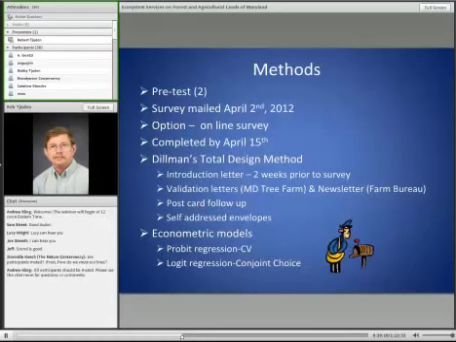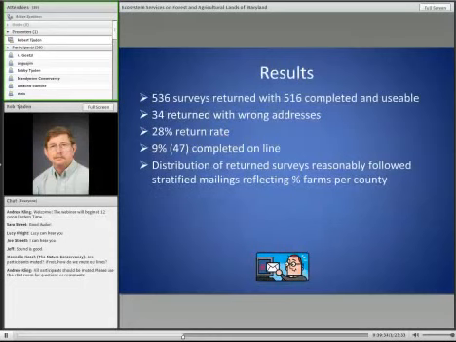So some of the basic results: we had about 536 surveys returned, and only about 516 were completed and usable. So we only used surveys that were completed. If somebody left a question unanswered, we didn't include that. And we had about 34 with wrong addresses. So overall, we had about a 28% response rate, which we were happy with.